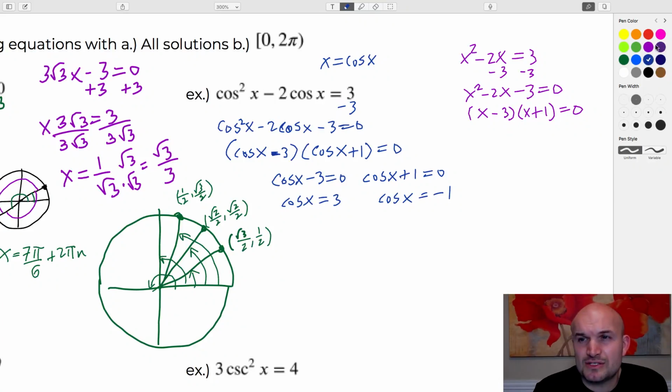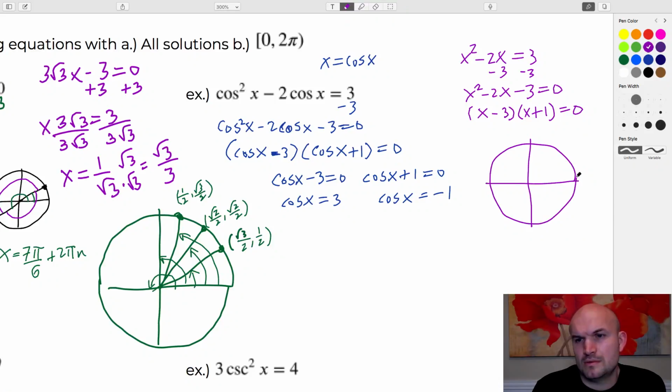Okay, so now let's go ahead and think about looking at our unit circle. The important thing about cosine of x equals 3, if you remember from inverse functions, is that it is not going to fall within the domain of our inverse functions. Think about what angle has cosine equal to 3. Maybe you can think about this as far as the graph, actually.